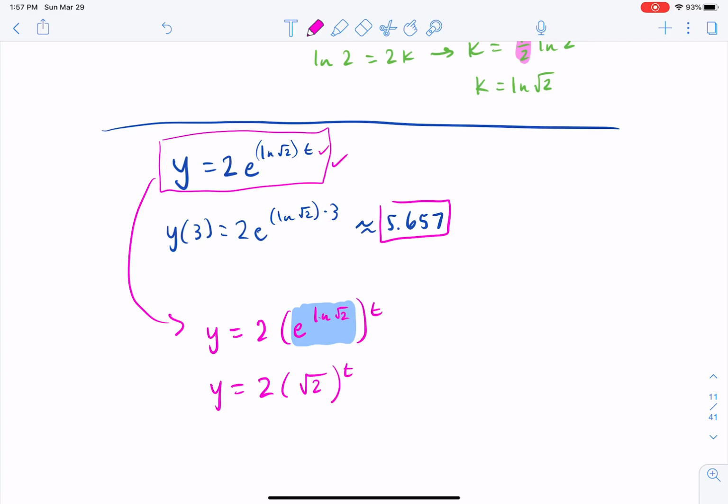All right, so that's going to end this video on the derivation of the exponential growth equation with some sort of example. And we're going to pick it up in the next one with some examples involving half-life.